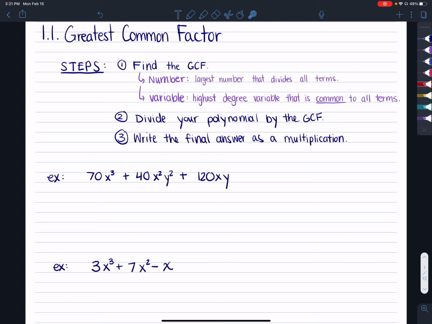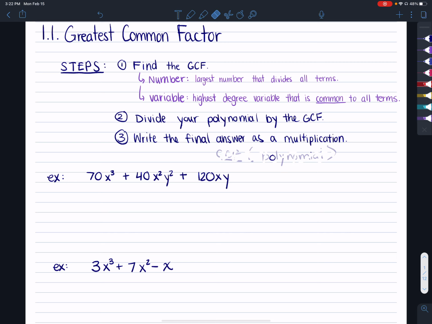Okay, so first step, find the GCF. Second step, divide your polynomial by the GCF. So then we do a division, standard polynomial division. And step 3 is to write the final answer as a multiplication between your GCF and your answer of your division. So it should look something like, your GCF would be here, and then your polynomial, what you have left over from your division, would be in here.